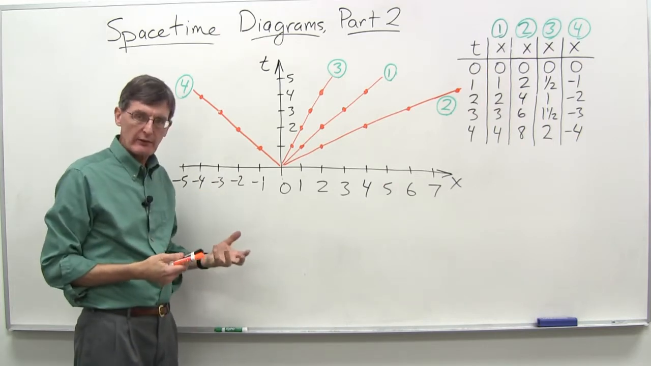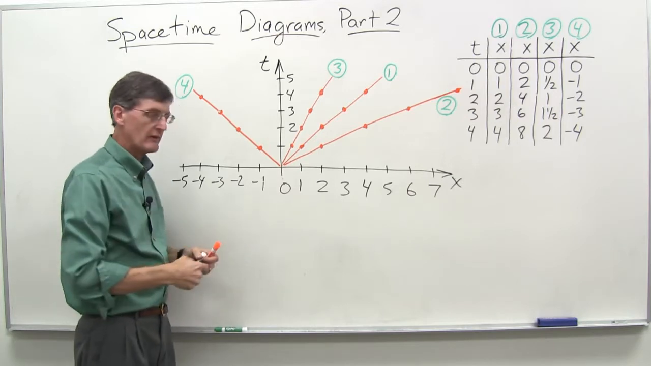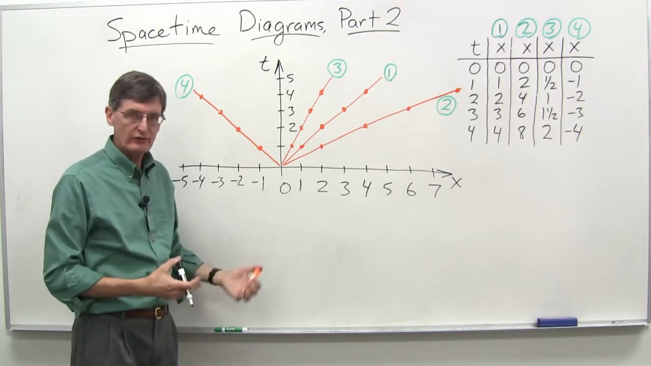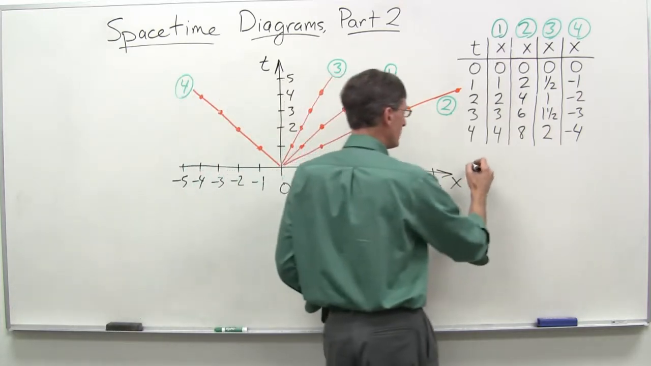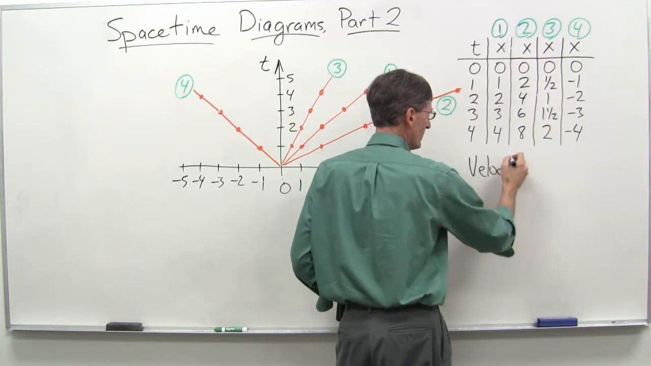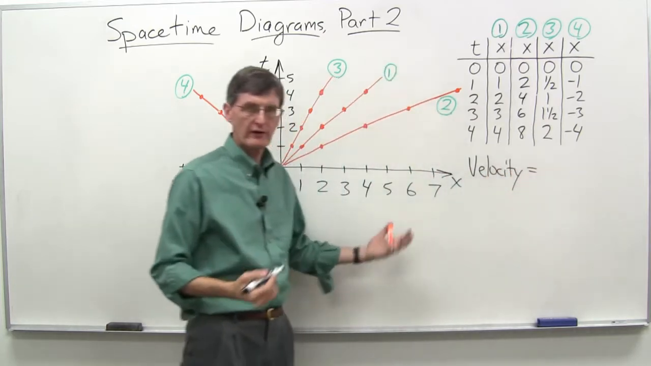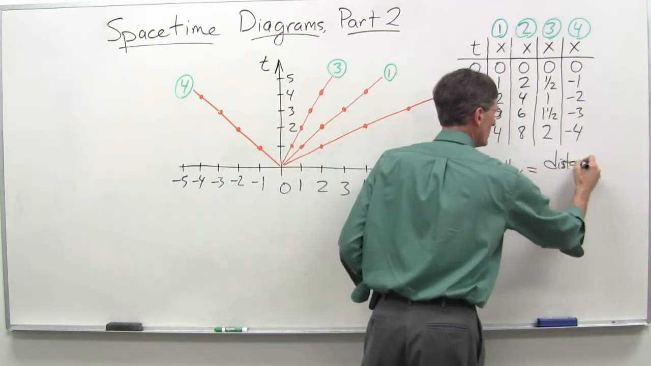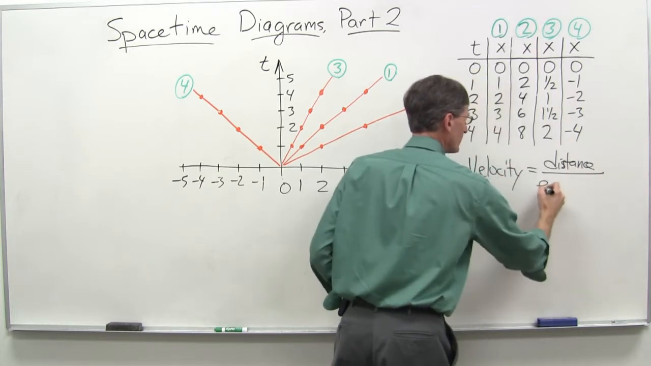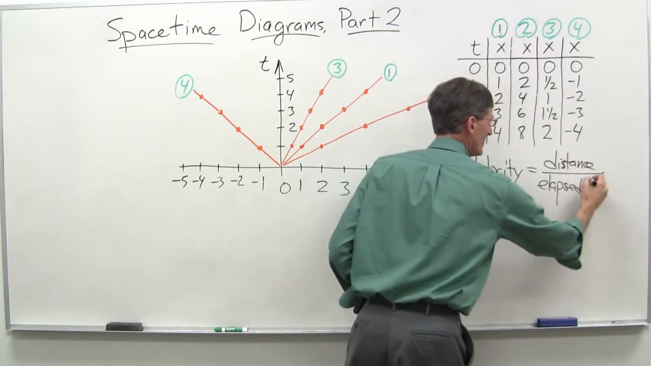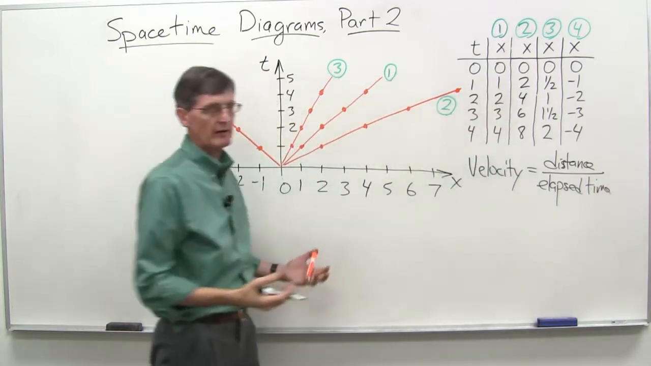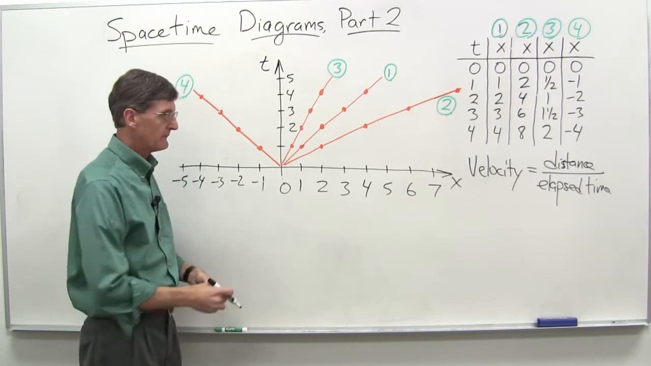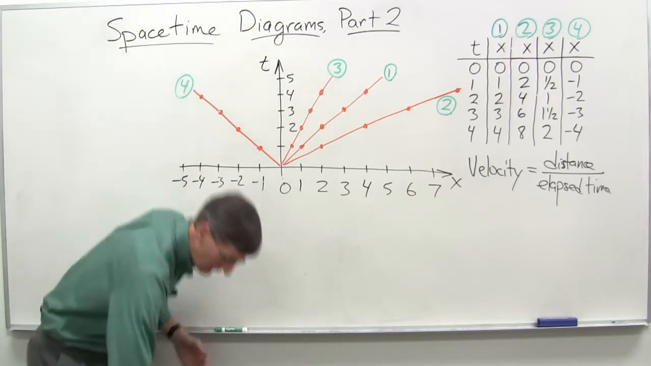Now, let's remind ourselves about the concept of velocity. We probably all sort of know it, depending on how much you've done things like this. You may not have thought too much about it, but we know that velocity is distance covered divided by elapsed time. Distance divided by time, right? Miles per hour, kilometers per hour, feet per second, meters per second, and so on.